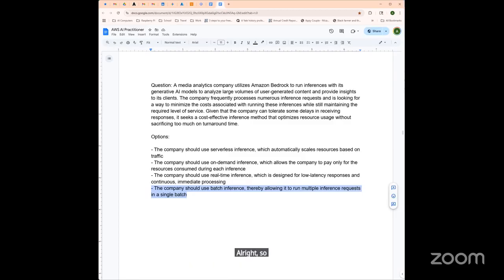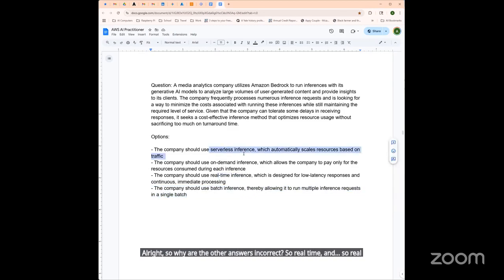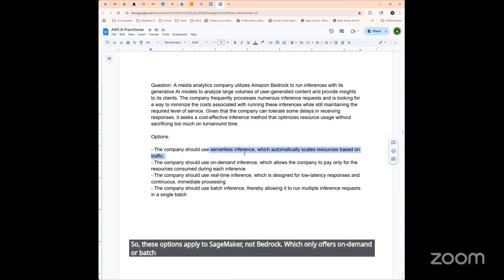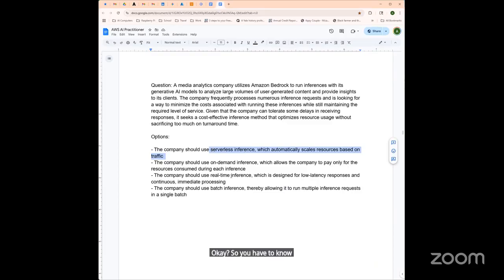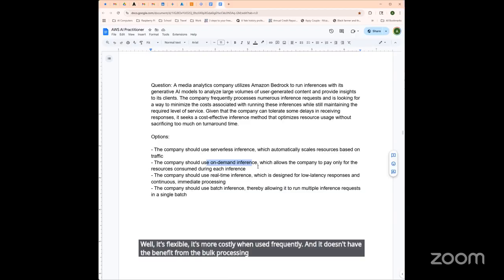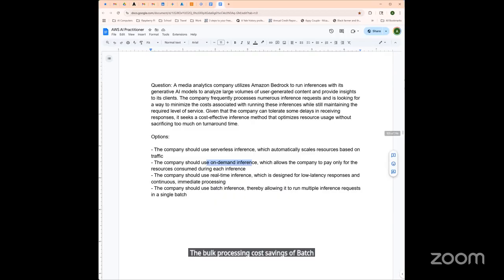So why are the other answers incorrect? Real-time and serverless options apply to SageMaker, not Bedrock, which only offers on-demand or batch inference. So you have to know these tools. And then on-demand inference, while it's flexible, is more costly when used frequently, and it doesn't benefit from the bulk processing cost savings of batch inference.